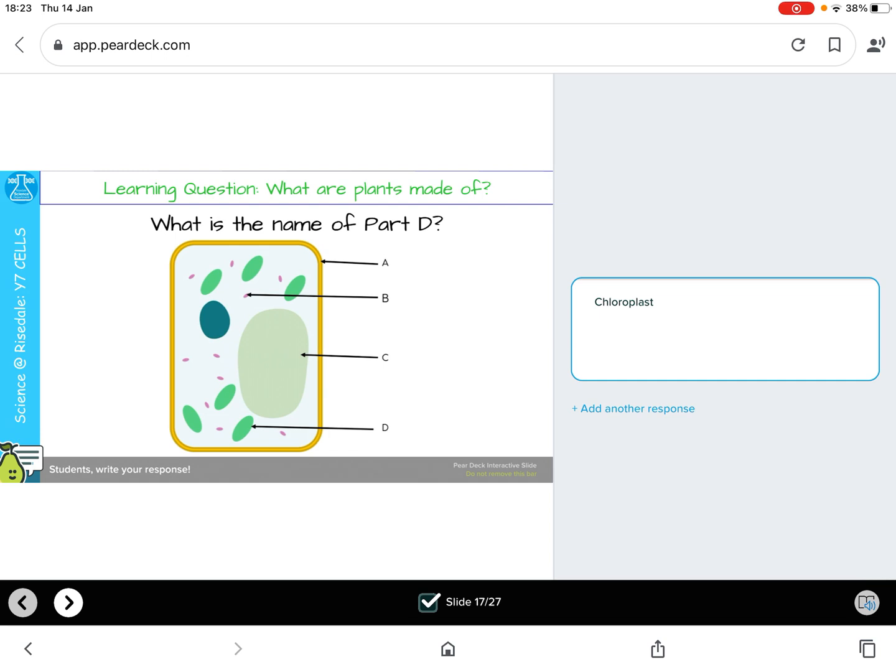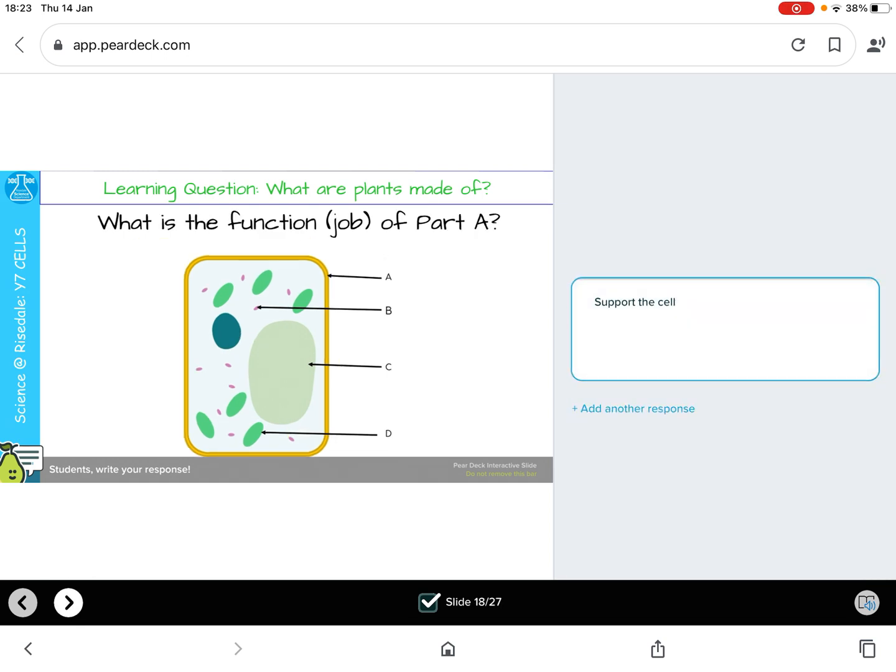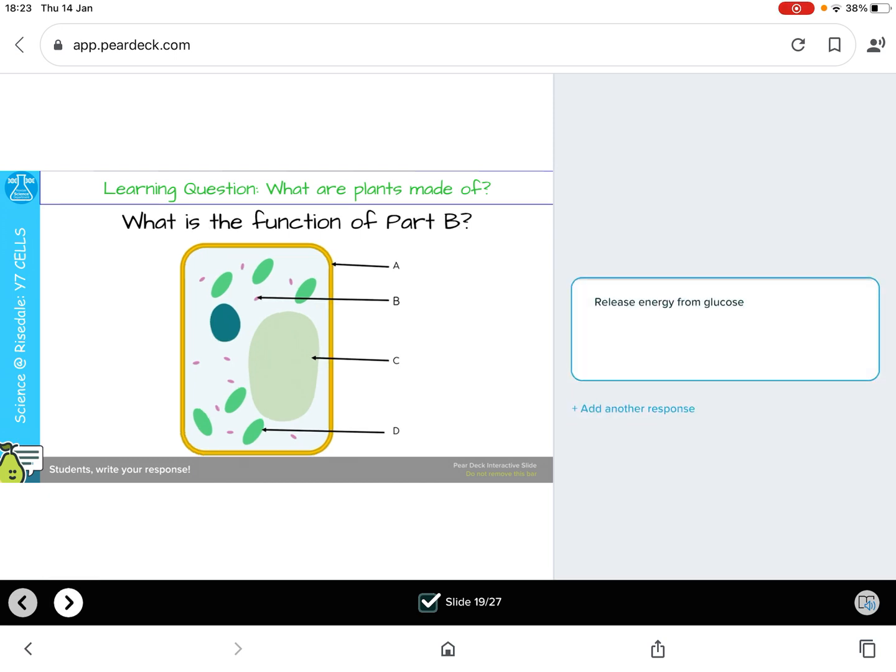What was the name of part D? The chloroplast. What was the job of the cell wall? It was to support the cell. What was the job of the mitochondria? To release energy from glucose or food. So the plants still need energy to do things like grow and move when they want to move their leaves towards the sun and things like that.